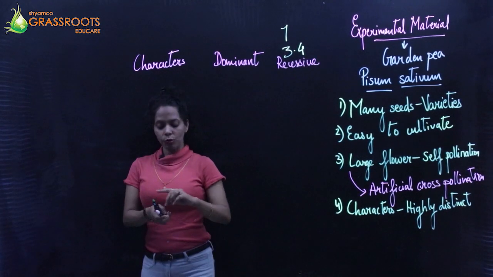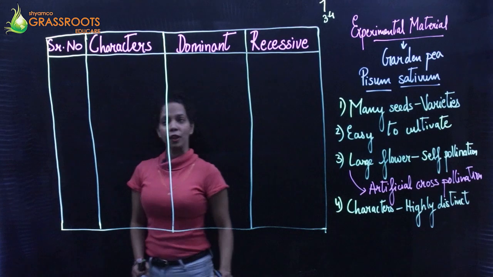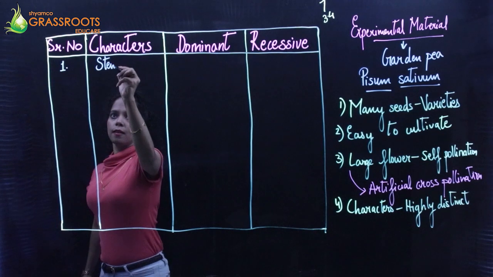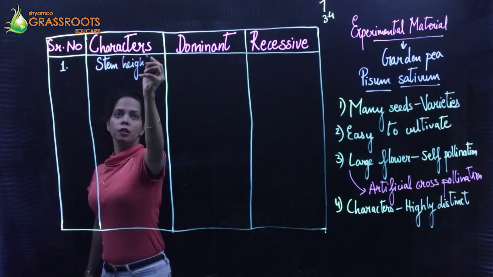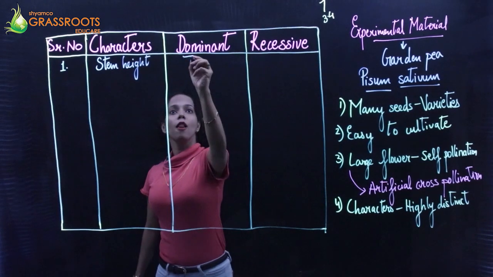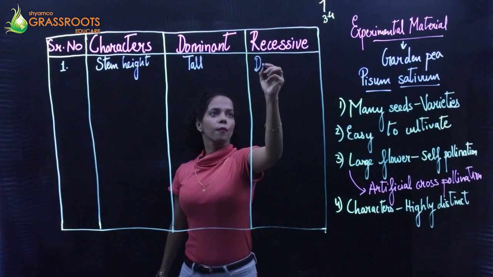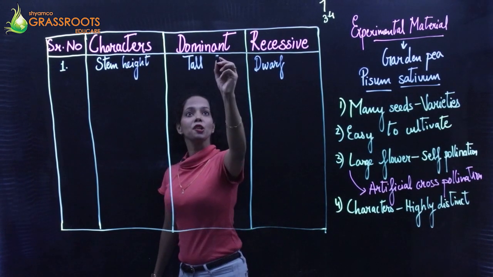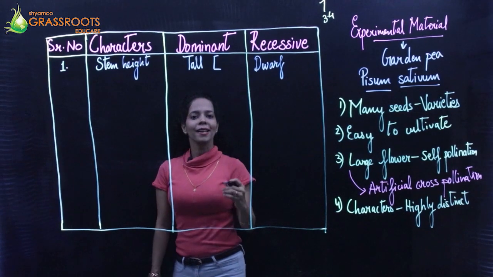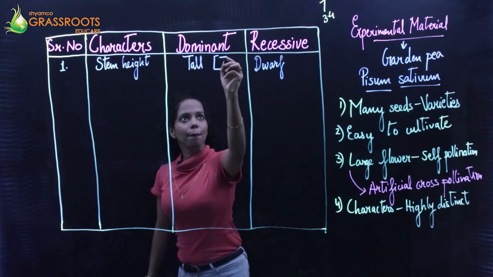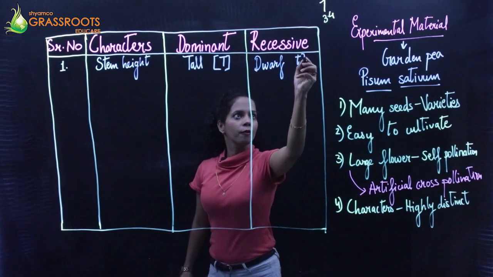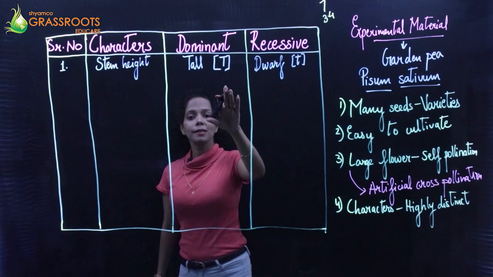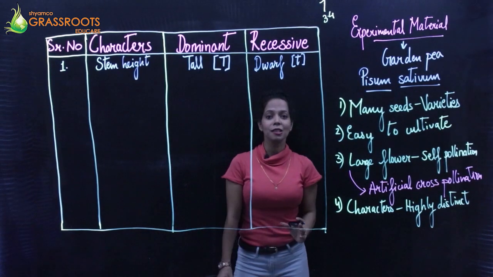Fine. Now I am listing down the characters. A very simple tip I will be giving you. Number 1 character, start from stem height. Stem height shows 2 characters. One is tall, another is dwarf. Learn it by heart. The symbols used in the experimental process are capital T and small t. Fine? No D. The initial of the dominant character is used. In case of dominancy, we keep it capital. In case of recessive, we keep it small.